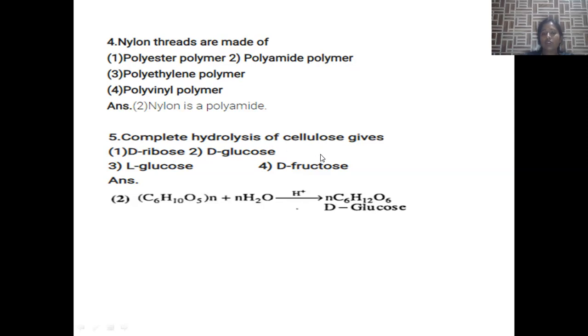Complete hydrolysis of cellulose gives. Cellulose is a polymer of glucose. That's the reason why when it's subjected to hydrolysis, we will get D-glucose as a major product. Cellulose is made up of C6H10O5 taken n times. This is a repeating unit present in the cellulose. It is a polymer present in plants. When it is treated with complete hydrolysis, a number of water molecules are added, forming C6H12O6, which is the D-glucose. Option number 2 is the correct answer for this question.